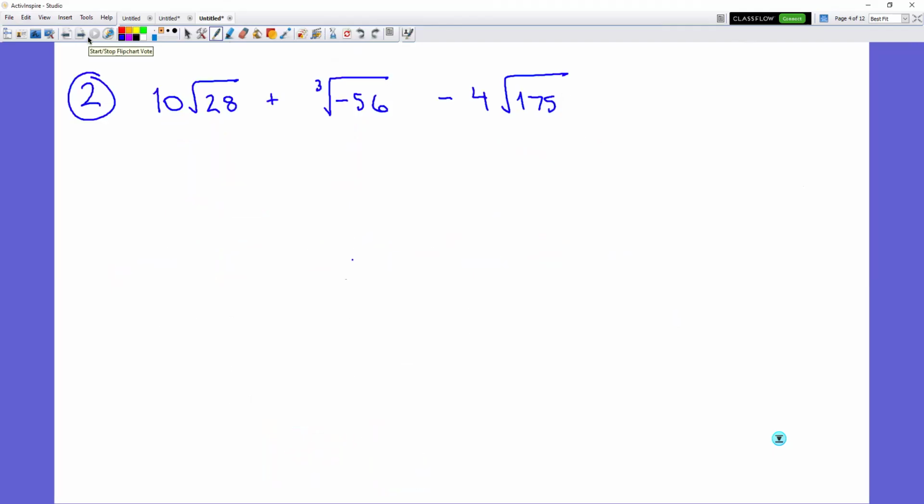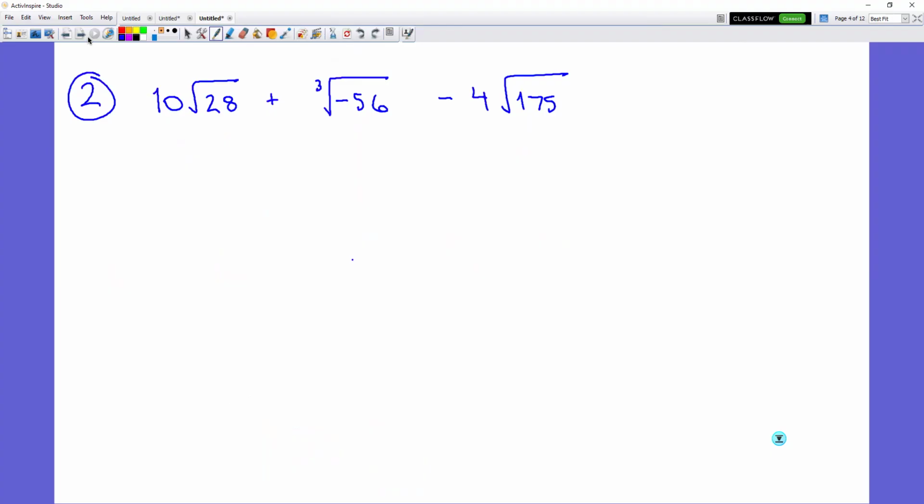All right, so for problem number 2, we have 10 square root of 28 plus the cube root of negative 56 minus 4 square root of 175. Now, in this particular case, we do not have common roots. I mean, we do have two terms that have square root, but the other term has a cube root.